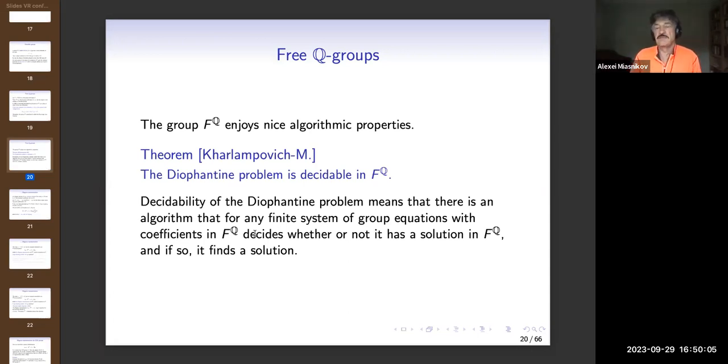Basically, what we did, we proved that if there is a solution, there is a solution of bounded length. You can bound the number of extensions of roots. So it has very nice algorithmic properties. It means a lot of other algorithmic problems are decidable here.